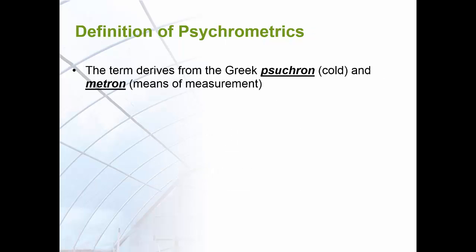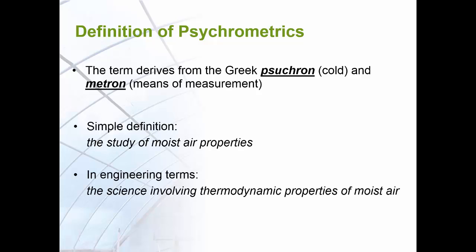The term psychrometrics derives from the Greek words psychron, meaning cold, and metron, meaning measurement. So in simple definition, psychrometrics is basically the study of moist air properties. However, in engineering terms, psychrometrics is the science involving thermodynamic properties of moist air.